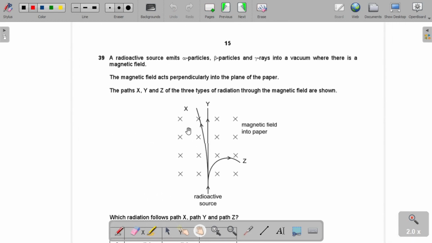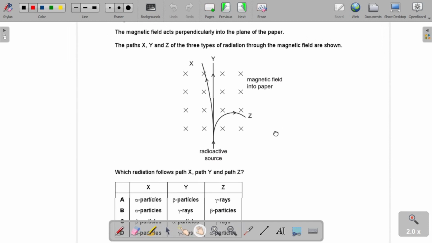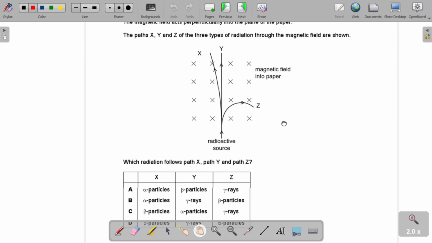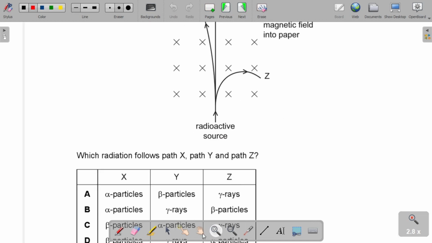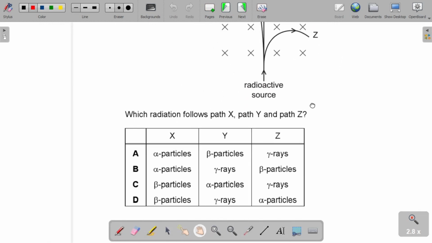Okay, 39. A radioactive source emits alpha, beta, and gamma rays into a vacuum where there is a magnetic field. The magnetic field acts perpendicularly into the plane of the paper. The paths X, Y, and Z of the three types of radiation through the magnetic field are shown. Which radiation follows path X, path Y, and path Z? Path Y is not deflected at all, so that tells you path Y is gamma.